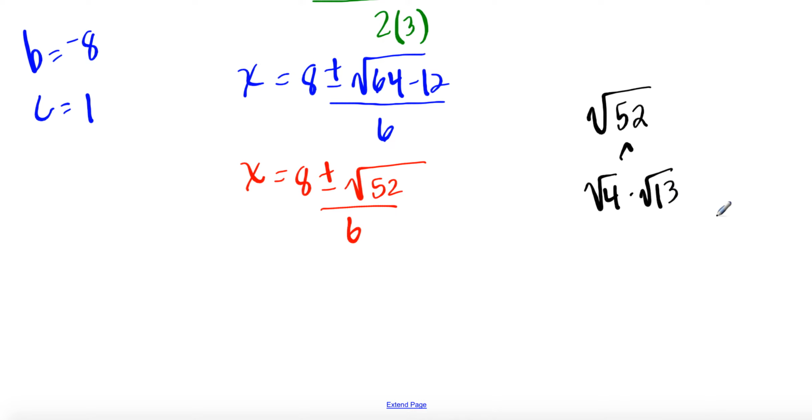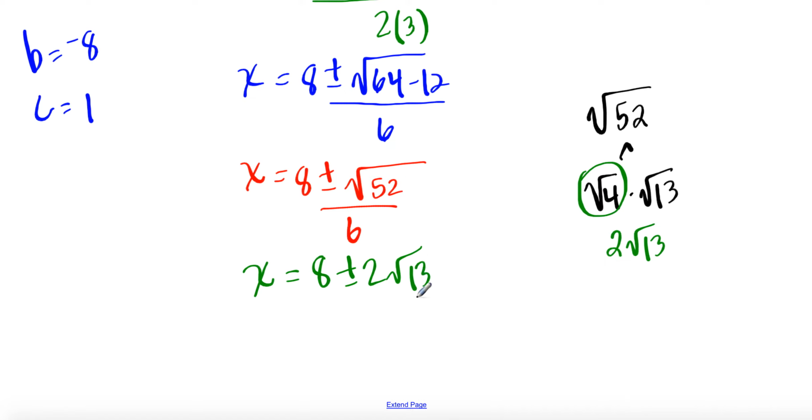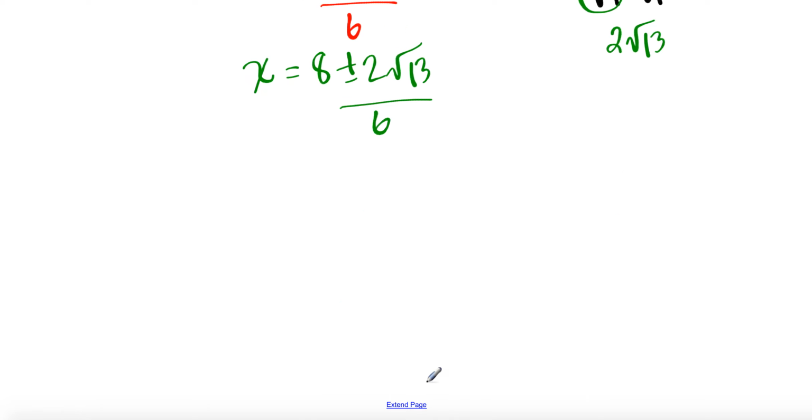And we have a video that reviews how to simplify these radicals if you need a little bit more work with it. And the square root of 4 is 2. So this leaves us with 2 square roots of 13. So we'll go back over here, giving me x is equal to 8 plus or minus 2 square roots of 13 over 6. All right, we can do one more thing to simplify this.